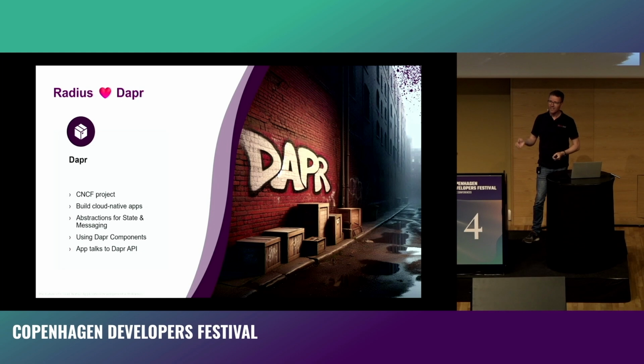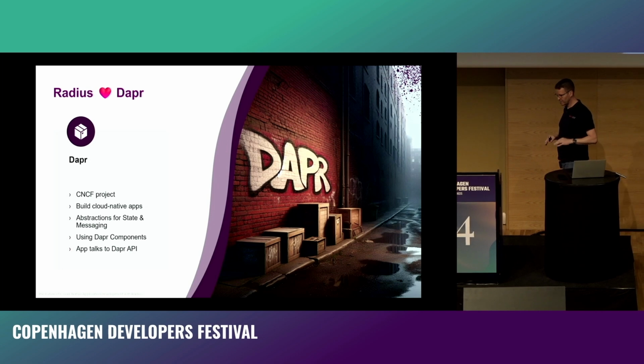Dapr is a CNCF project. It is short for the Distributed Application Runtime. The way it works with Radius is that it creates an abstraction between the concrete state store or messaging implementation and the software. So if you have software that wants to use storage, or PubSub messaging, in a dev environment, you want it to use containerized resources. In a production environment, you probably want to use PaaS services in the cloud. And Dapr is really good at abstracting the specific details away.